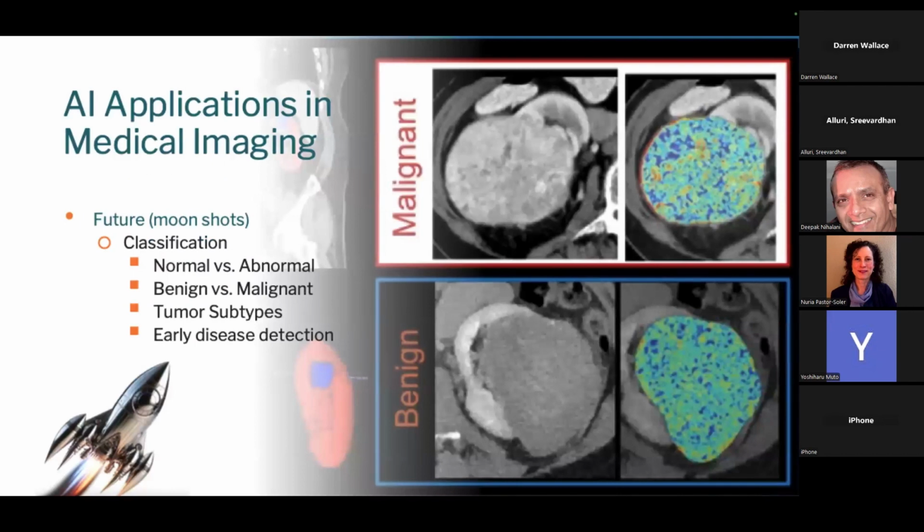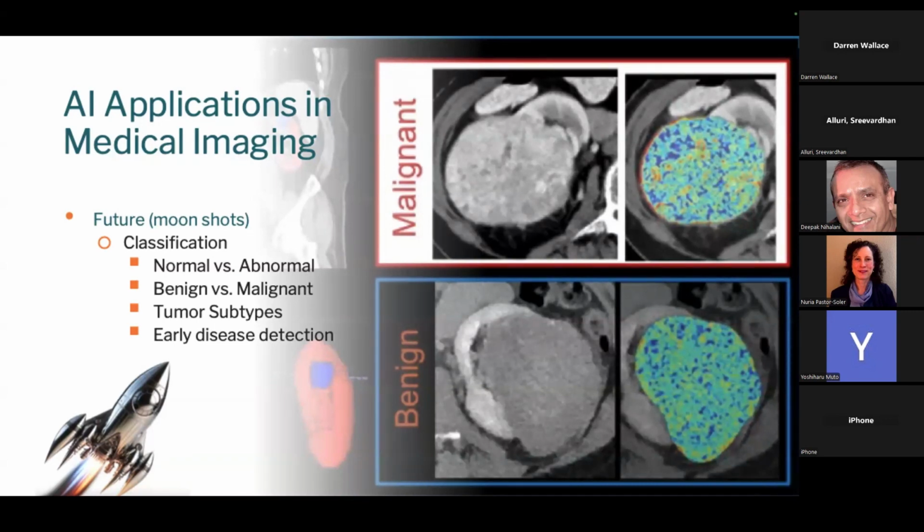But what I think is seeing much more attention right now are some of these moonshot applications, as I like to call them. And this is something I'm heavily involved with as well. But to be honest, we haven't seen this necessarily integrated into clinical practice. None of the FDA approved AI tools are doing something at this level, which is trying to do things like predicting benign versus malignant tumors, trying to correlate radiology findings to pathology, so doing things like tumor subtypes.